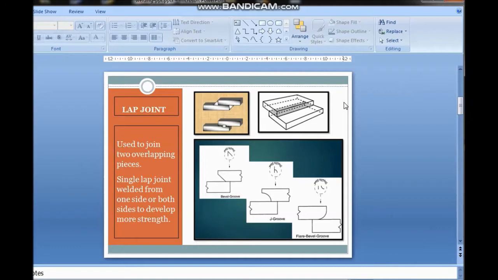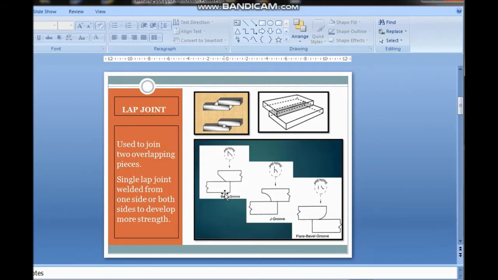When more strength of the joint is required, then we weld on both sides, the upper side as well as the lower side also. See this diagram here. This is plate number 1, this is plate number 2, and welding is done on the upper side only. We can use welding on both sides also.